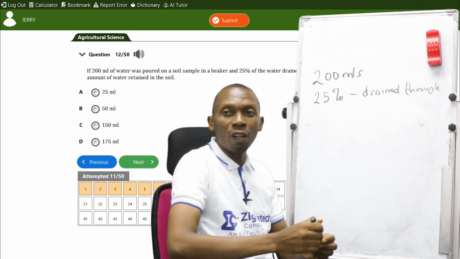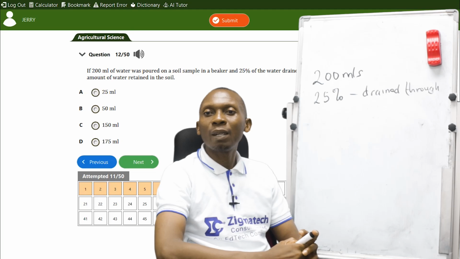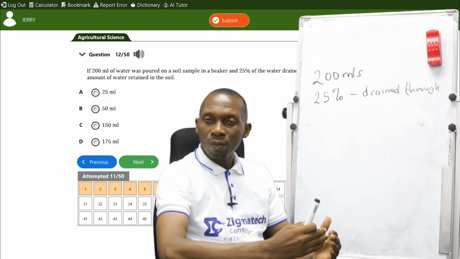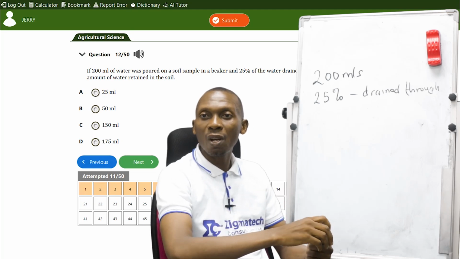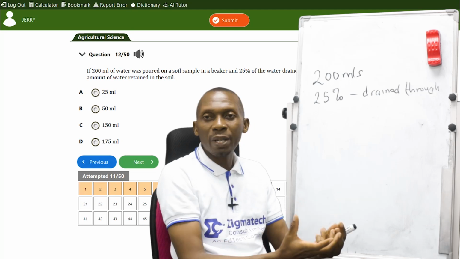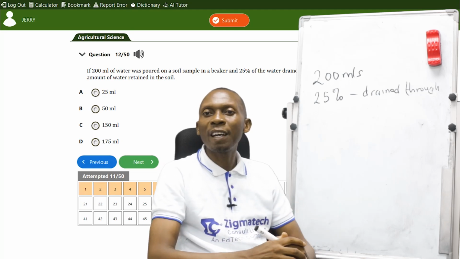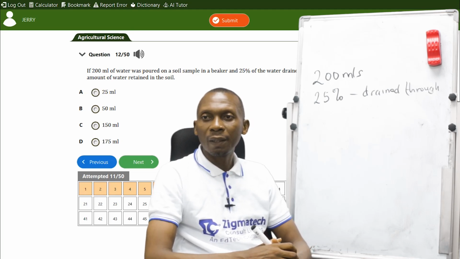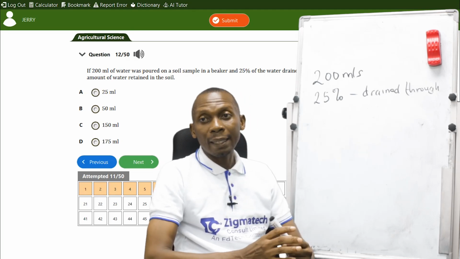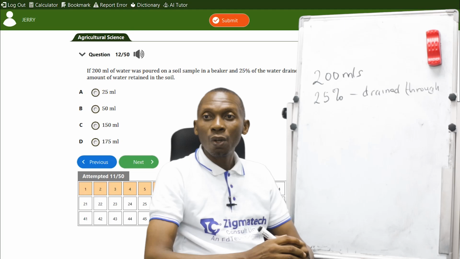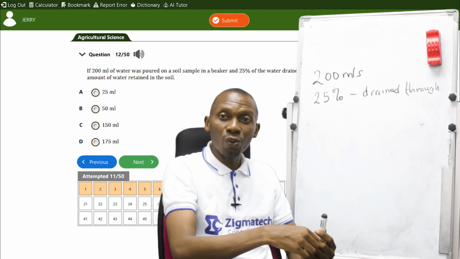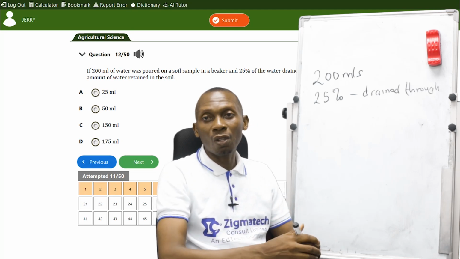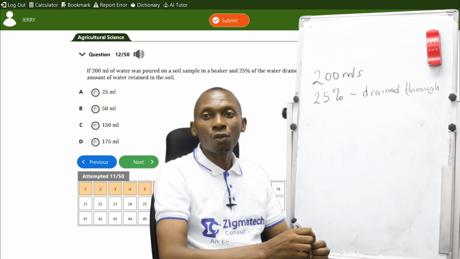Okay, so now how do we solve this question? They said determine the amount of water that was retained. So 25% of 200 ml drained through, that is, passed through the soil sample and was collected into a beaker. So what is 25% of 200 ml? We need to calculate that. That will help us to know the amount of water that drained through, and once we get that, we're able to know how much water was retained in the soil.